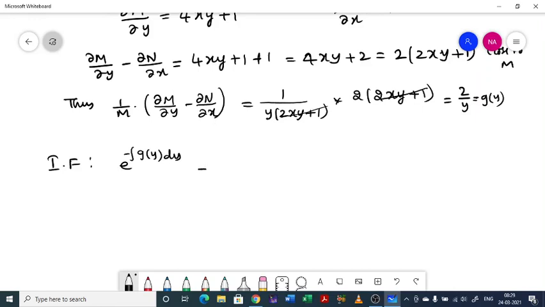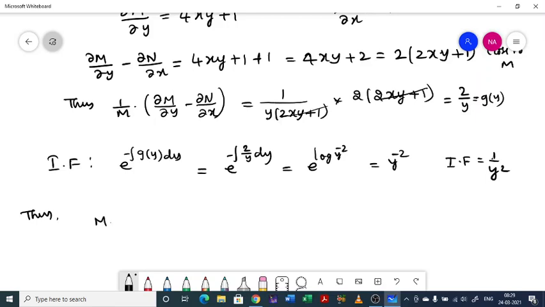So substituting for g of y, integral minus 2 by y dy, so it is e power log y power minus 2. So the integrating factor is y power minus 2, or 1 by y square you can write. So the integrating factor is 1 by y square. Thus m1 equal to m into the integrating factor.